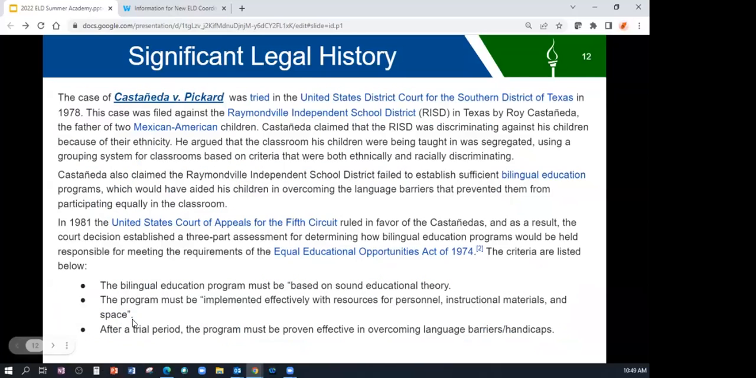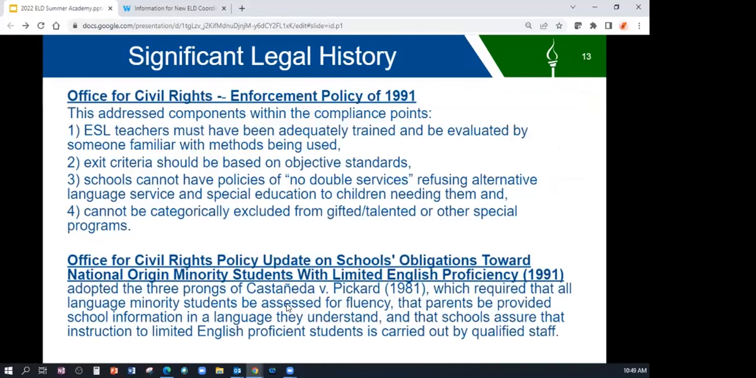Those 3 prongs: they said that the bilingual education program must be based on sound educational theory. It must be implemented effectively with resources for personnel, instructional materials, and space. So you can't put them in a closet. And then after a trial period, the program must be proven effective in overcoming language barriers. So you don't just adopt a program and that's what you do forever. You're supposed to keep looking at your program, seeing if it's effective, and if it's not effective, you make changes. And that wasn't being done.